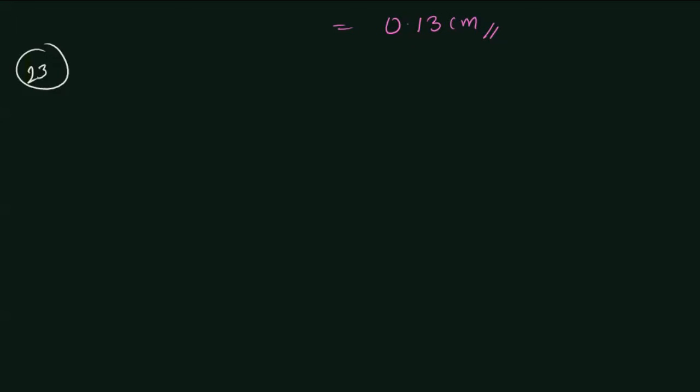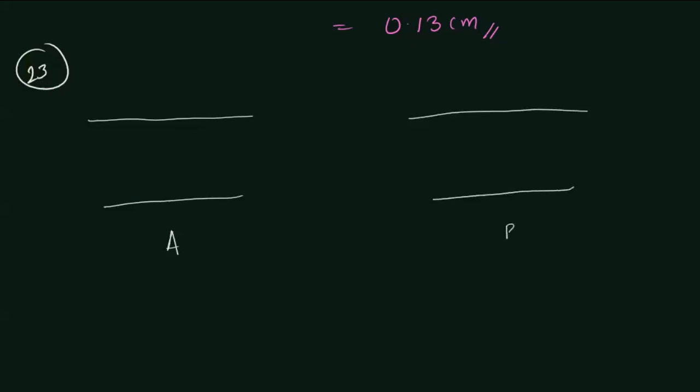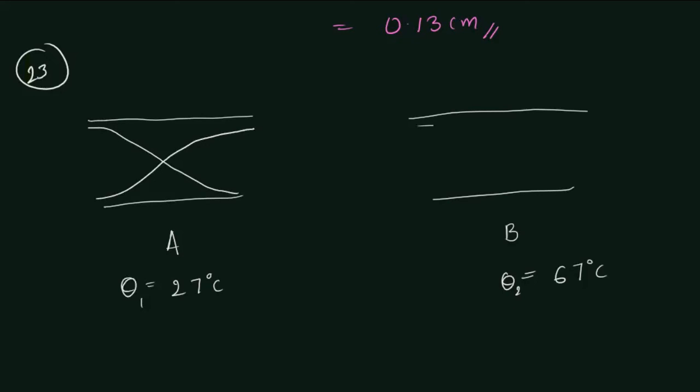So there are two open tubes, open tube A and open tube B, right? Open tube A is at what temperature? It is at 27 degrees Celsius, right? Open tube B is at what temperature exactly? It is at 67 degrees Celsius, right? So they are vibrating in their respective fundamental frequencies, but the lengths are not the same, right?